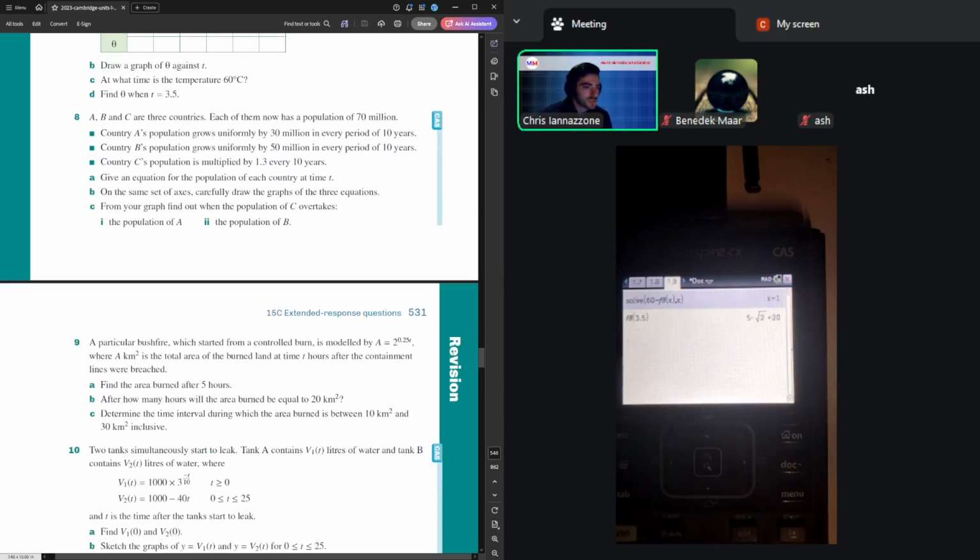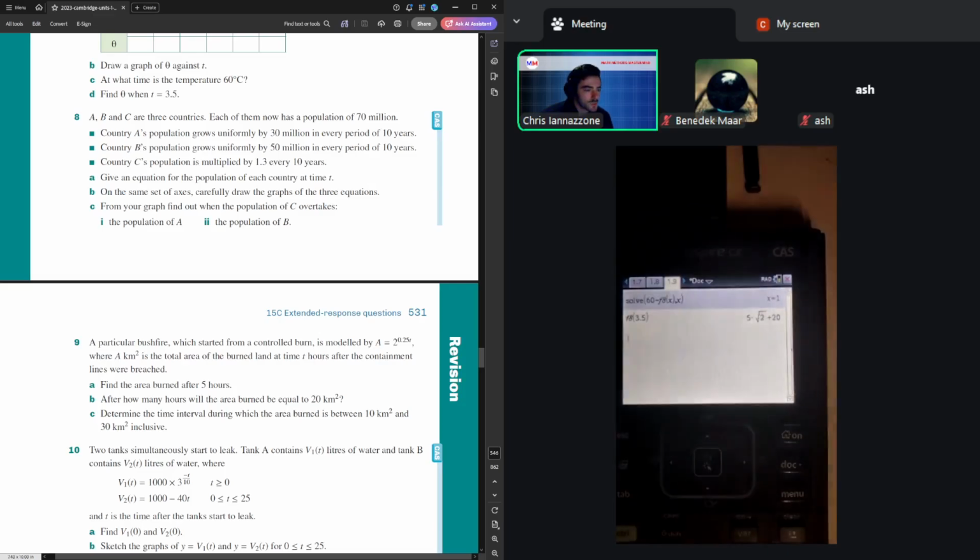3 countries, each of them now has the same population of 70 million. Country A grows uniformly by 30 million in every period of 10 years. Country B, same thing, but 50 million. Country C, multiplied by 1.3. Give an equation of the population for each country at time t.